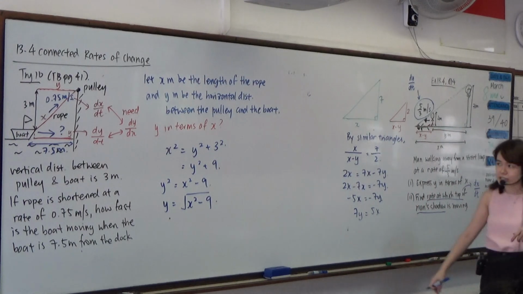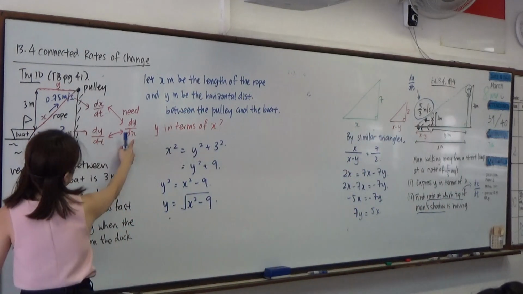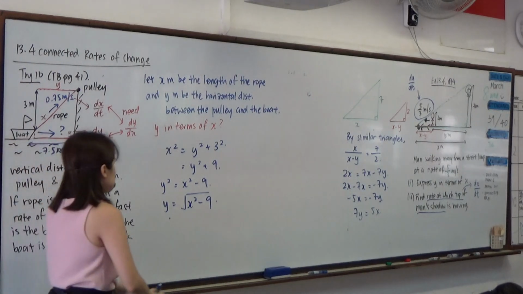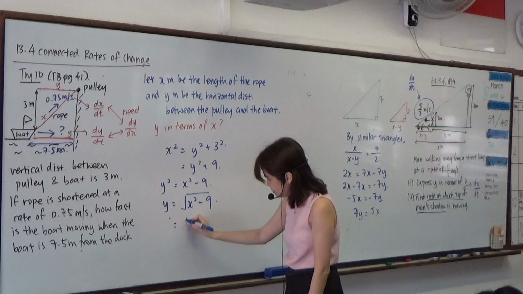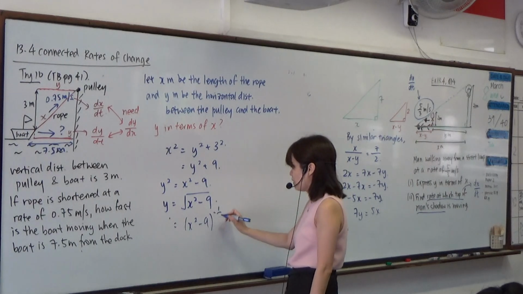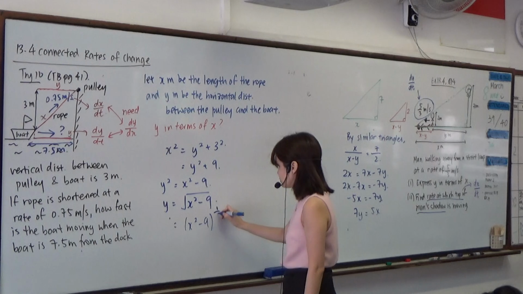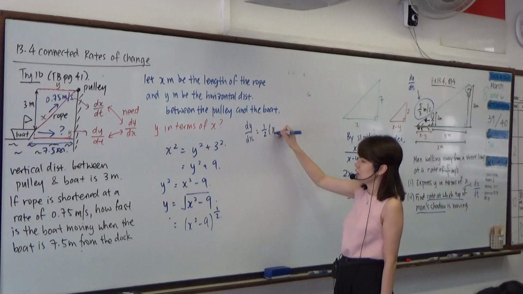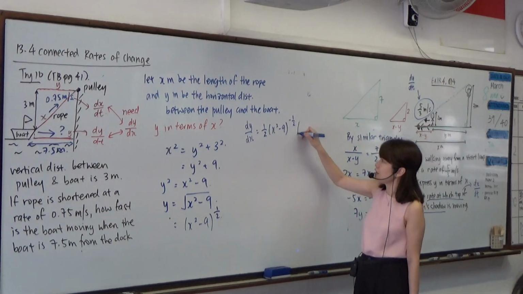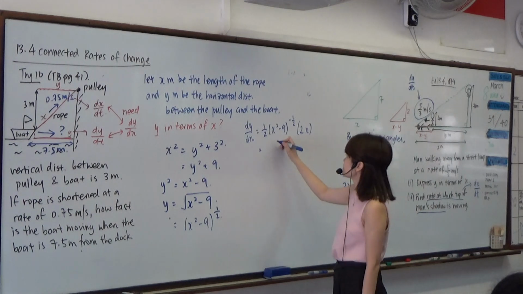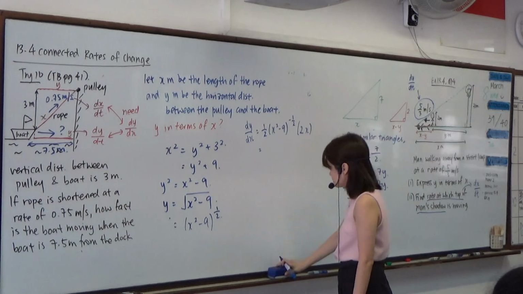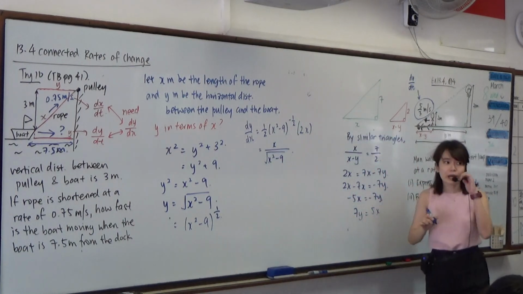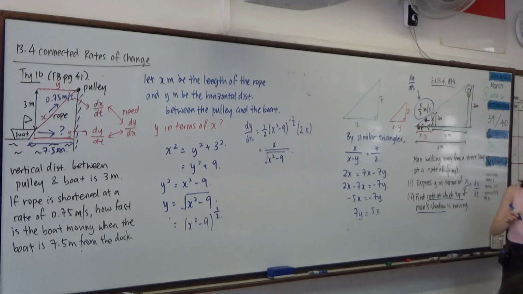So we have a formula for y in terms of x, so that we can generate a dy over dx to create the formula that we need. With y equals the square root of x squared minus 9, which is also x squared minus 9 to the power of half, I can find dy over dx to be half times x squared minus 9 to the power of negative half times 2x. And so our dy over dx will be x over the square root of x squared minus 9.